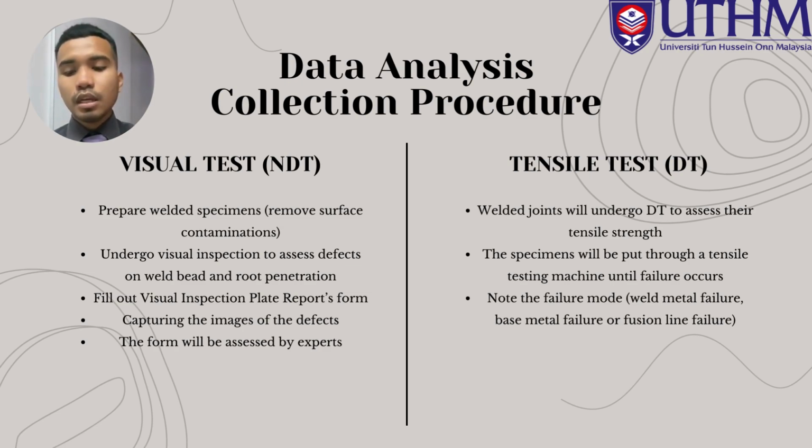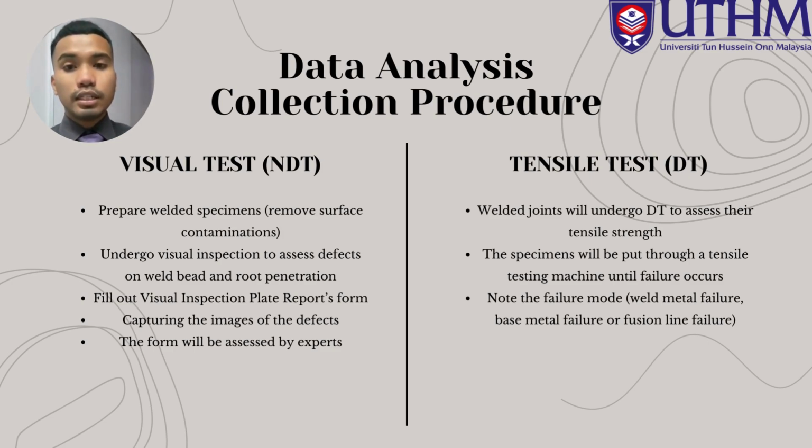For the data analysis collection procedure, for the visual test, first of all, I will prepare the welded specimens by cleaning them to remove any surface contamination, and then they will undergo a visual inspection to assess defects on weld bead and root penetration. Then I will fill out the visual inspection report form, and I will also capture images of the defects for future analysis in Chapter 4, and then the form will be assessed by experts in the field.